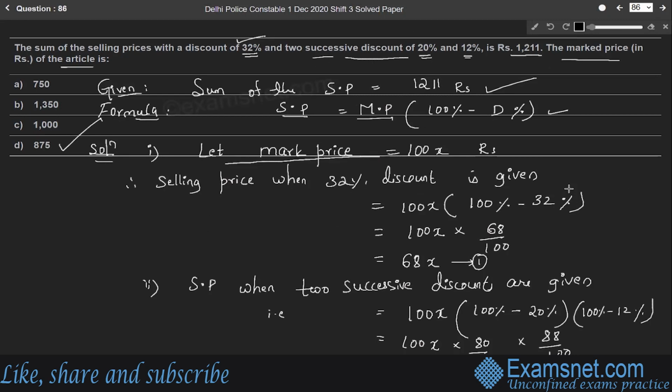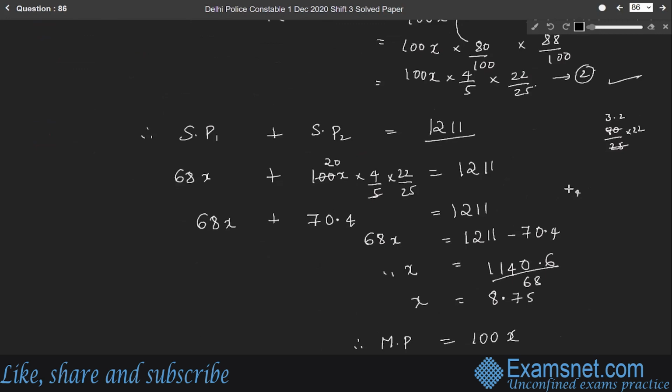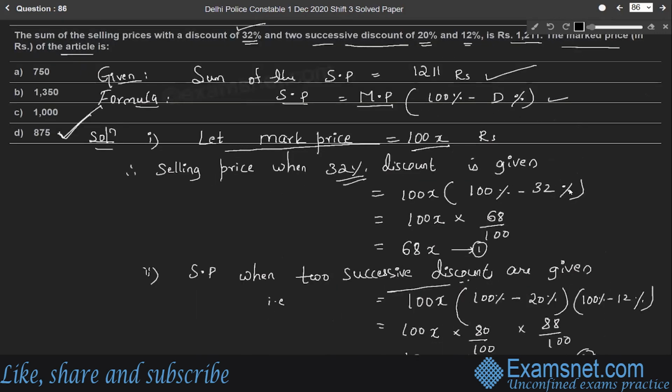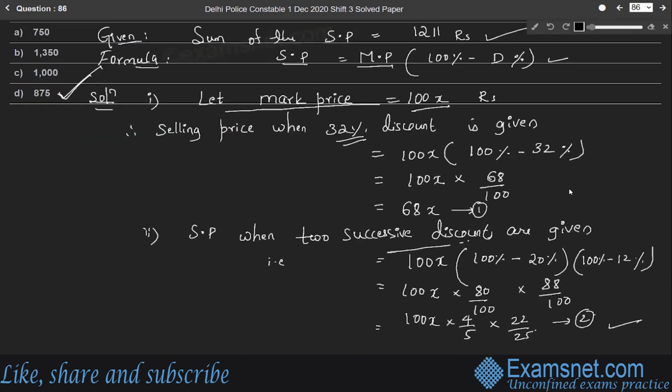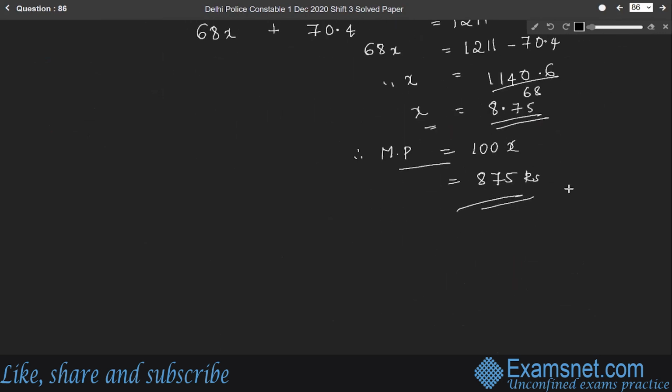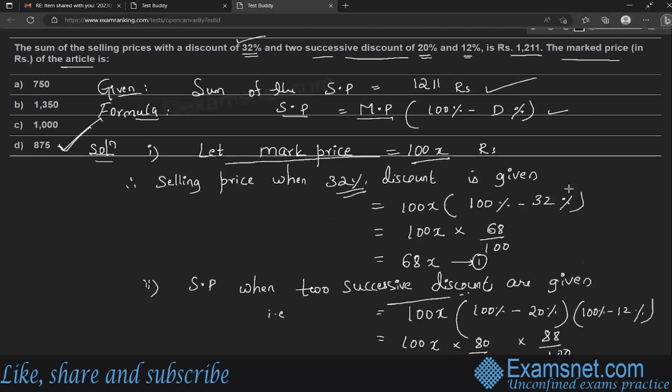So here, according to our assumption, it was 100x rupees, 100 into 8.75, which is 875 rupees. I'll repeat once again. The given sum of the selling prices is equal to 1211. So we have to find selling prices in two different situations, that is when a discount of 32% is given and when two successive discounts are given. Their sum is given, that is 1211. So substitute the values here to find the value of x. We got 8.75 as x. According to our assumption, the marked price was 100x. Therefore, the marked price becomes 100 into 8.75, which is 875 rupees. Therefore, option D is the right answer.